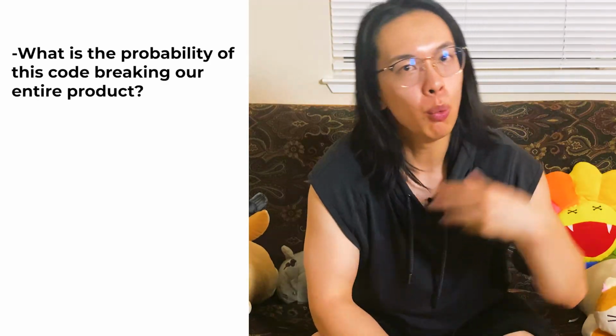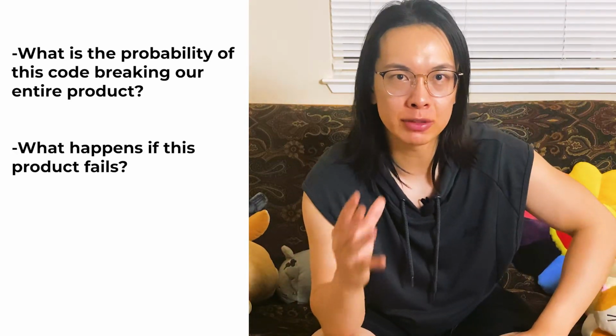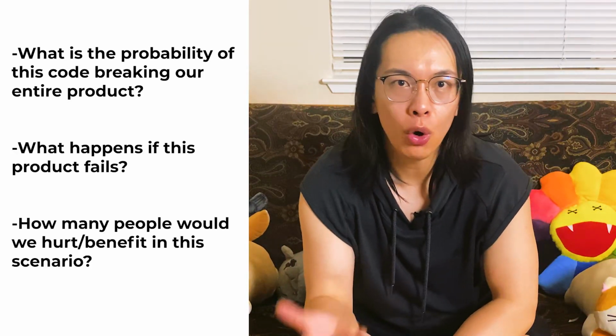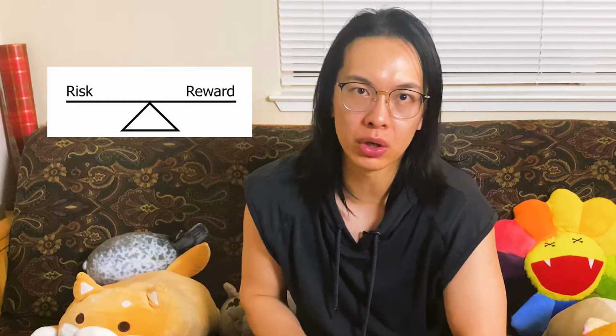And in deciding how much to allocate, you're also considering questions like, what is the probability of this code breaking our entire product? What happens if this product fails? How many people would we hurt or benefit in this scenario? So then, what does the distribution of risk and reward look like for any given project? This seems like a pretty simple question to ask, right? After all, you're really asking is how risky is the product that we're writing? Well, as long as we test it, we'll be fine, right? The failures will be relatively small. We have an entire system to catch us, and so it won't be a big deal. Oh, I insist that it's actually a very big deal, much bigger than you actually realize.